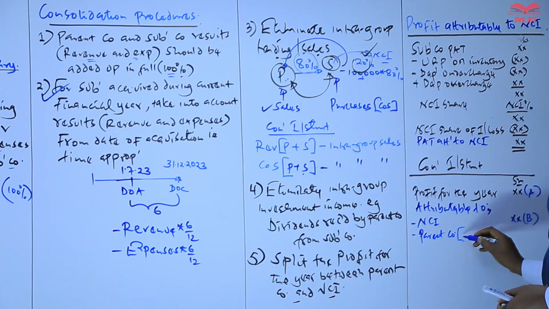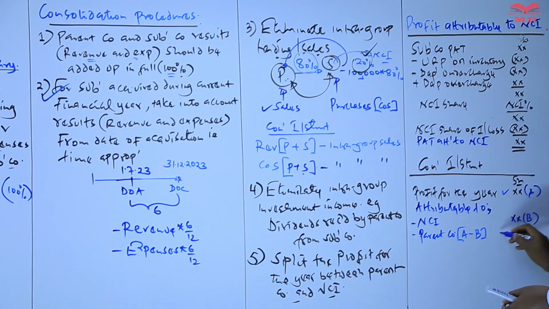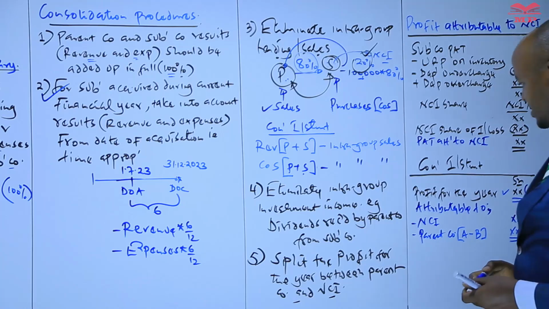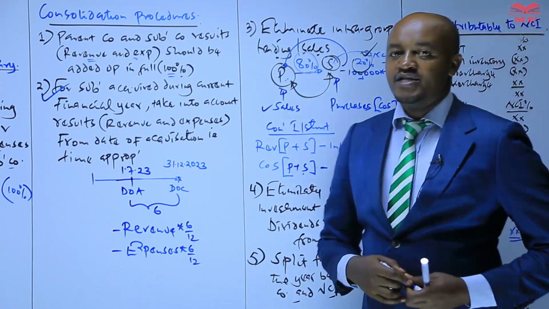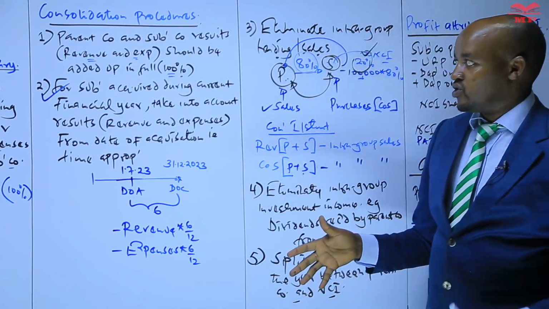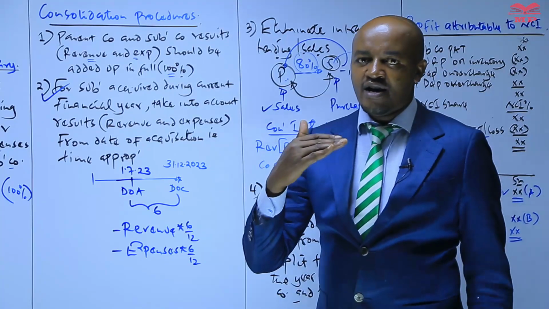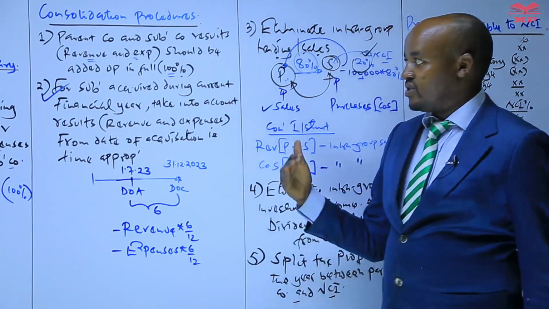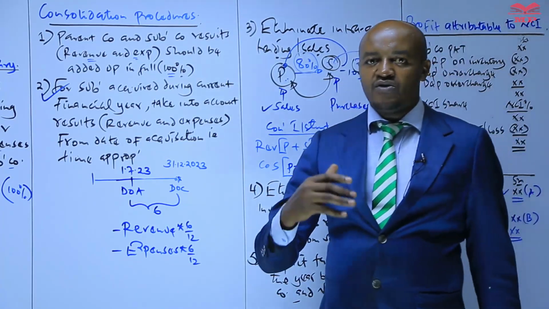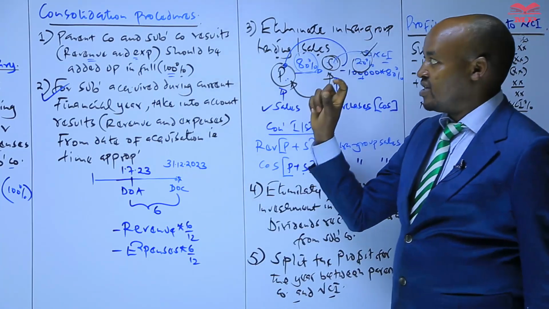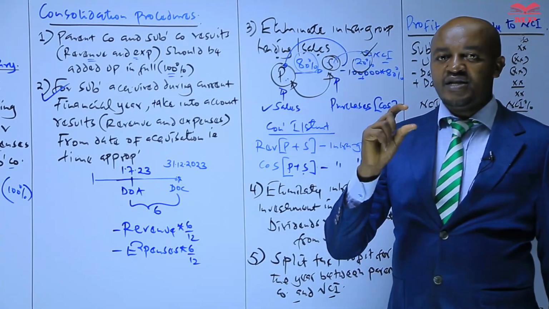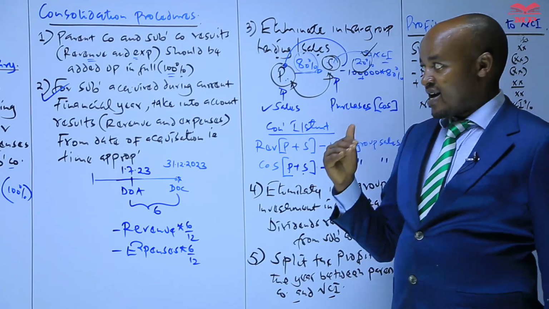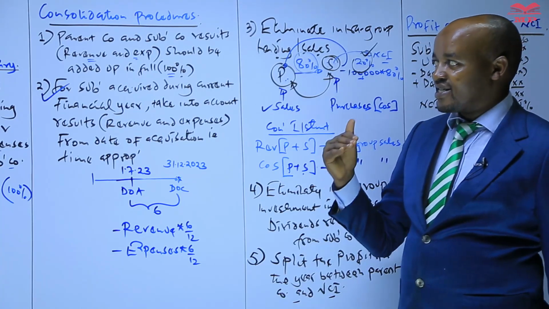This one will be equal to A, whatever you have there, minus B. That is how we determine the profit attributable to the parent entity. So therefore, these generally are the consolidation procedures, or basically very important steps which you need to know, and which are followed in preparing the consolidated income statement anytime the parent company has invested in a subsidiary.